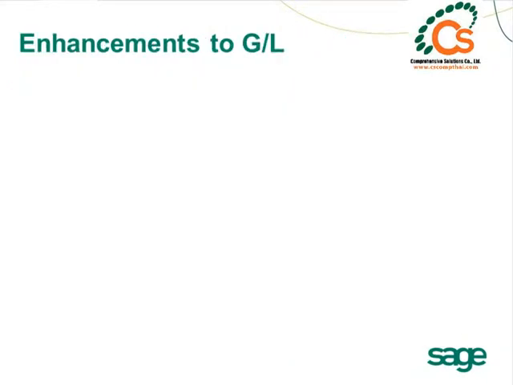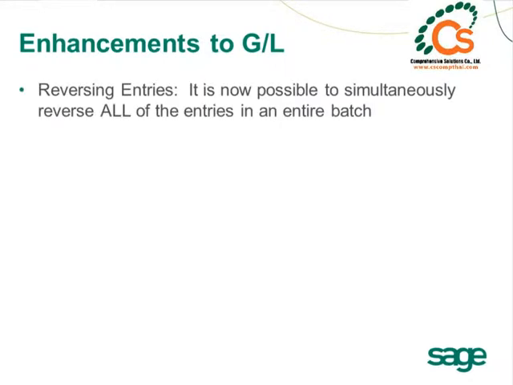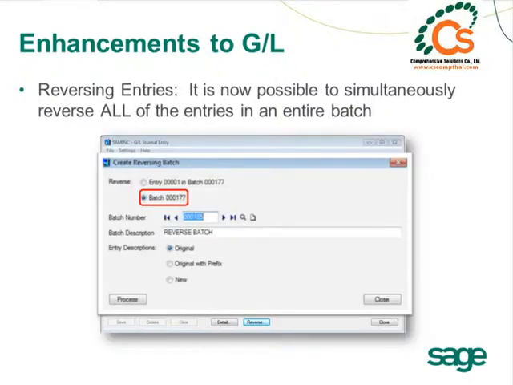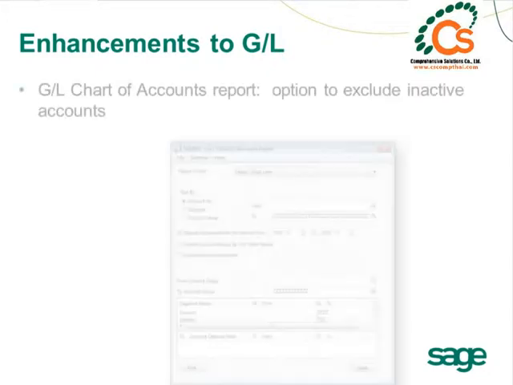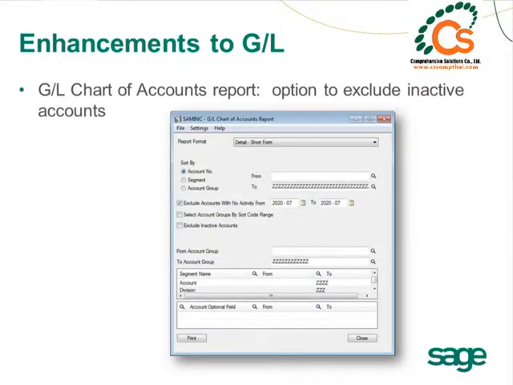Let's look at some of the enhancements that have been made within General Ledger. In General Ledger, it is now possible for you to simultaneously reverse all of the entries that exist in an entire batch. In previous versions, you could only reverse a single entry at a time. In General Ledger, when you print the chart of accounts report, it is now possible for you to exclude the inactive accounts.